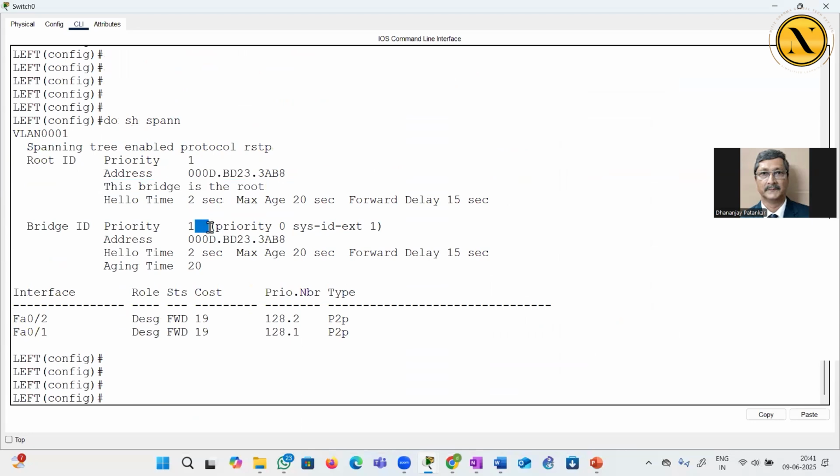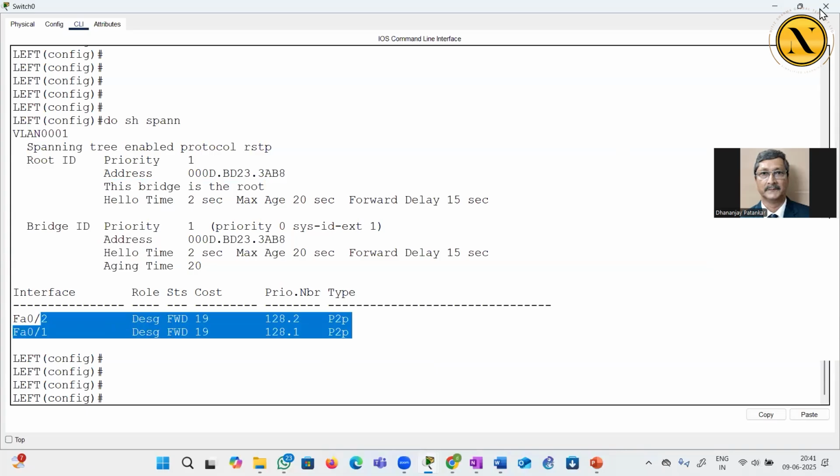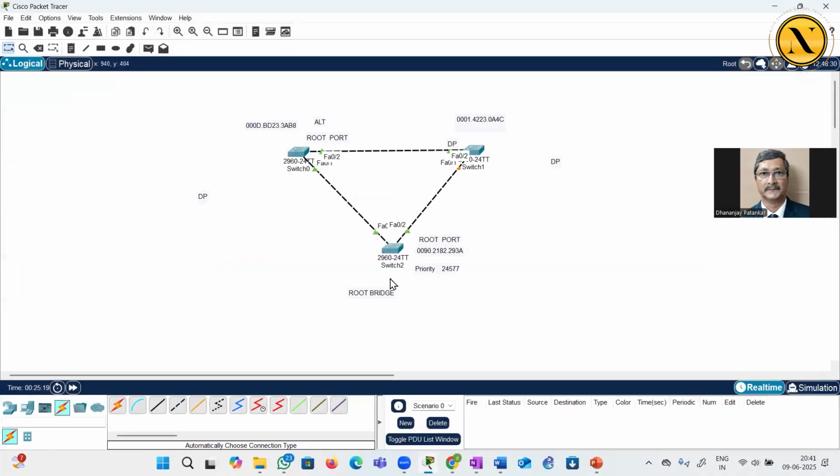This is my priority. This is the root bridge's priority. This is my MAC address. This is the root bridge's MAC address. I am the root bridge, so both my ports are in the forwarding mode. Now who's the root bridge? I am.